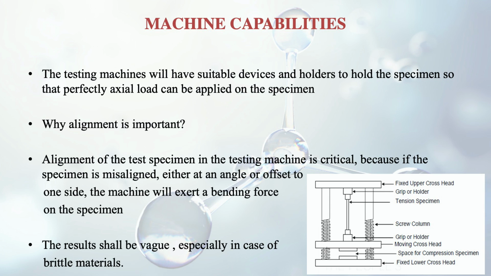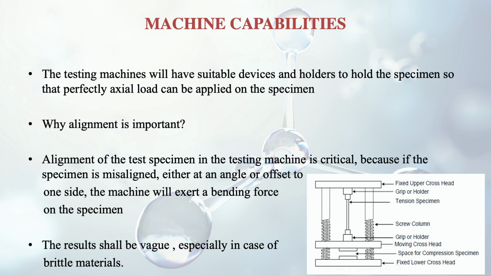So what does the testing machine actually have? It has suitable devices and holders. For what purpose? To hold the specimen so that a perfectly axial load can be applied on the specimen. Like I showed you in the demonstration, how a tensile load is acting or a compressive load is acting. The tensile load always acts in the axial direction, and if it doesn't act in the axial direction, then what will happen? A bending effect will happen and it can destroy the specimen.